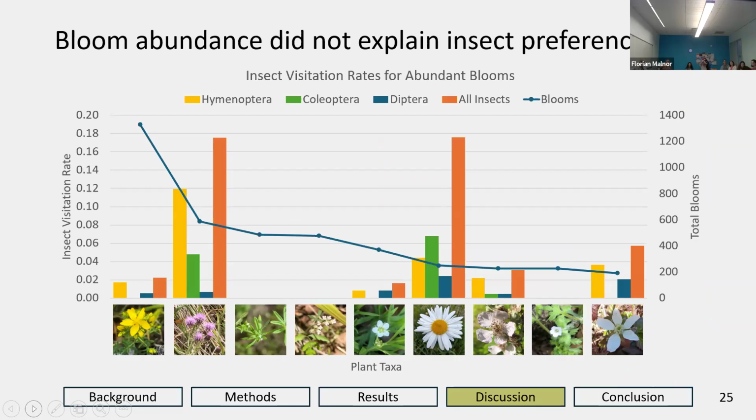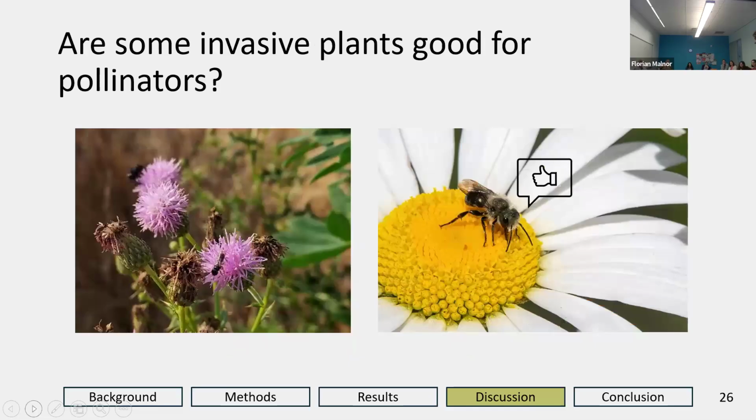I'm not really sure what it is that makes insects like Oxeye Daisy and Canada Thistle so much. It might be the appearance of the blooms that they like. It might be that they produce a lot of nectar or a lot of pollen, or that the nectar and pollen they produce is really high quality. That is beyond the scope of my study, but it would be really interesting to look into later.